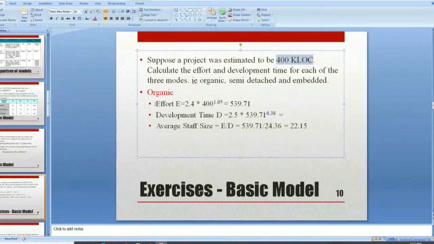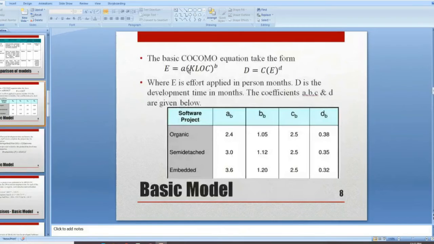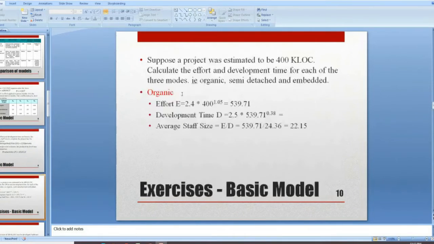Okay. Now we are able to calculate the effort. So what is E? E here is A into kilo lines of code raised to B. What is A here? A here is 2.4. What is B here? 1.05. So that is why I have shown here A is 2.4 and B is 1.05. When I'm calculating this, this is 539.71.